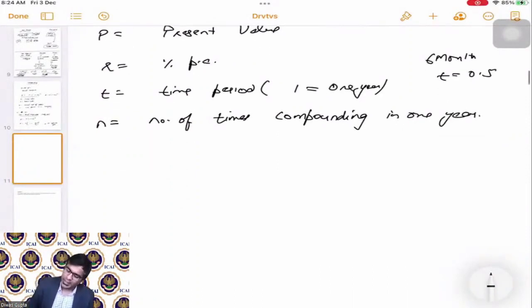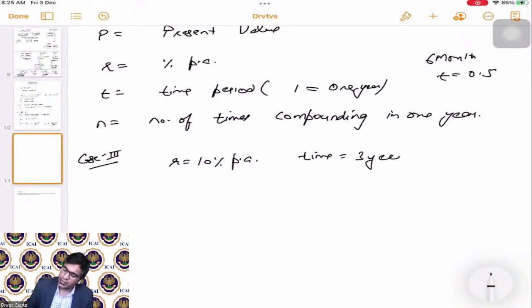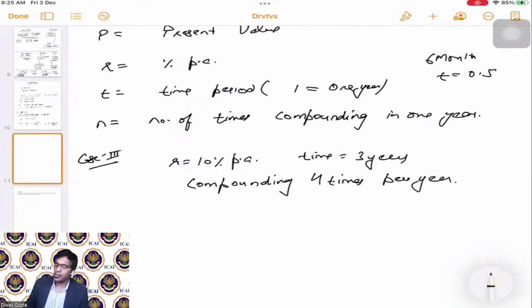Okay. Now let us take case 3. Case 3 is R is equal to 10% per annum. Correct? And time we need for 3 years. Correct? And this compounding should be done 4 times a year. I'm just complicating this so that all of you understand the relevance of it. Compounding 4 times per year.